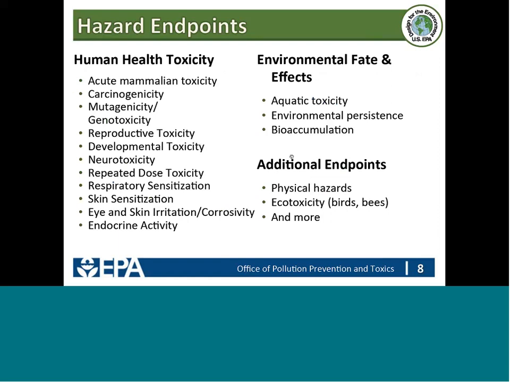When we characterize hazard, we look at a wide variety of hazard endpoints, including human health toxicity, and you can see the long list beneath that, and environmental fate and effects, which is mostly focused on aquatic toxicity as well as persistence and bioaccumulation. Additional endpoints can be brought into the evaluation, providing that they're relevant, such as physical hazards like flammability, for example, or ecotoxicity. But we're often, particularly when it comes to other wildlife, hampered by a lack of data that we can use to compare the different chemicals, and certainly a lack of models that we can use to estimate toxicity in the absence of data. So these are grave challenges that we face when we have limited information.